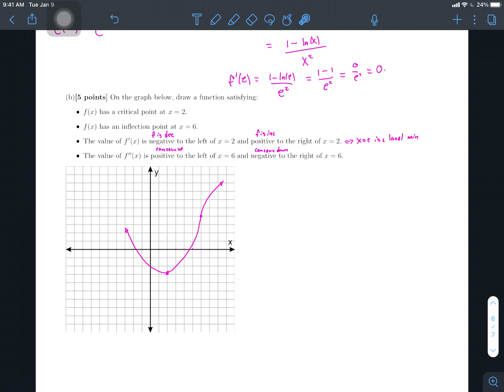And sometimes, like I had to do, you have to revise your drawing as you go along. You might have to erase and restart once you get a better idea of what it should look like, but you have to kind of piece it together from this information.